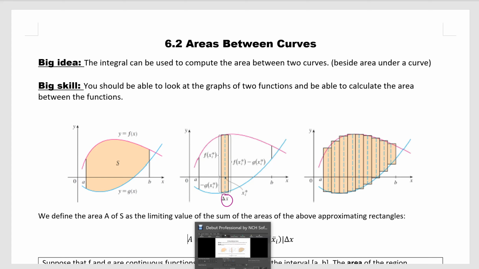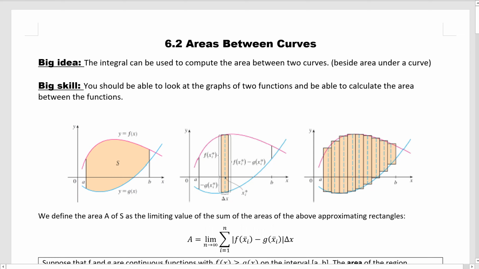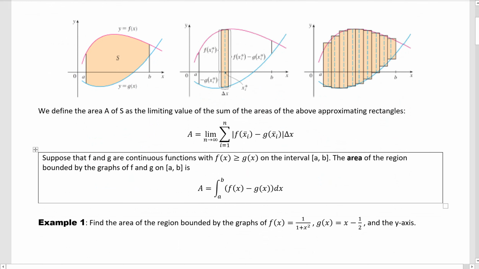Then the area of the region is the Riemann sum. It's the sum of the areas of those approximating rectangles. So we have the limit as n goes to infinity of the sum of the area of the rectangle, which is the height times the width. So that's why here we have the formula.